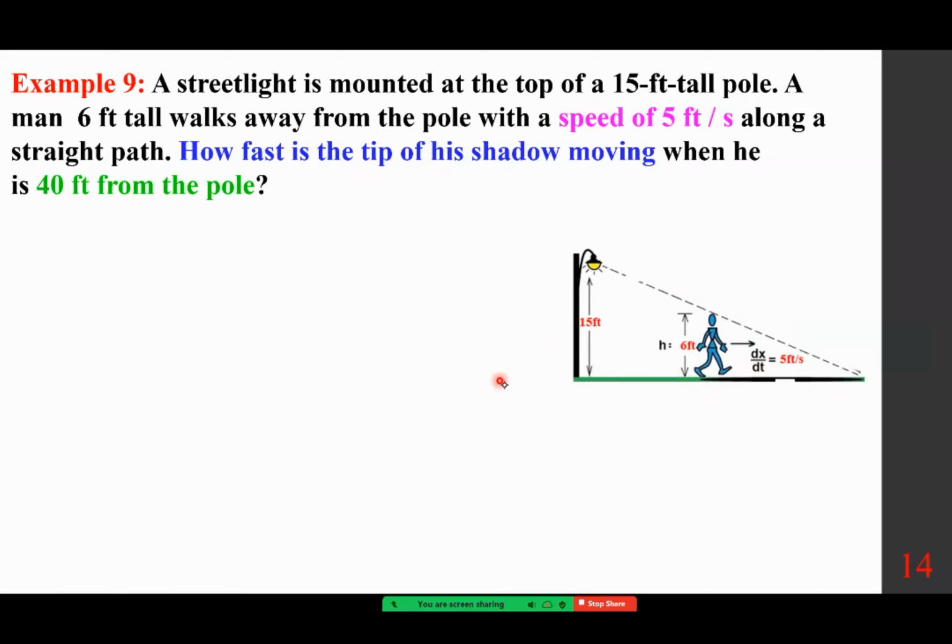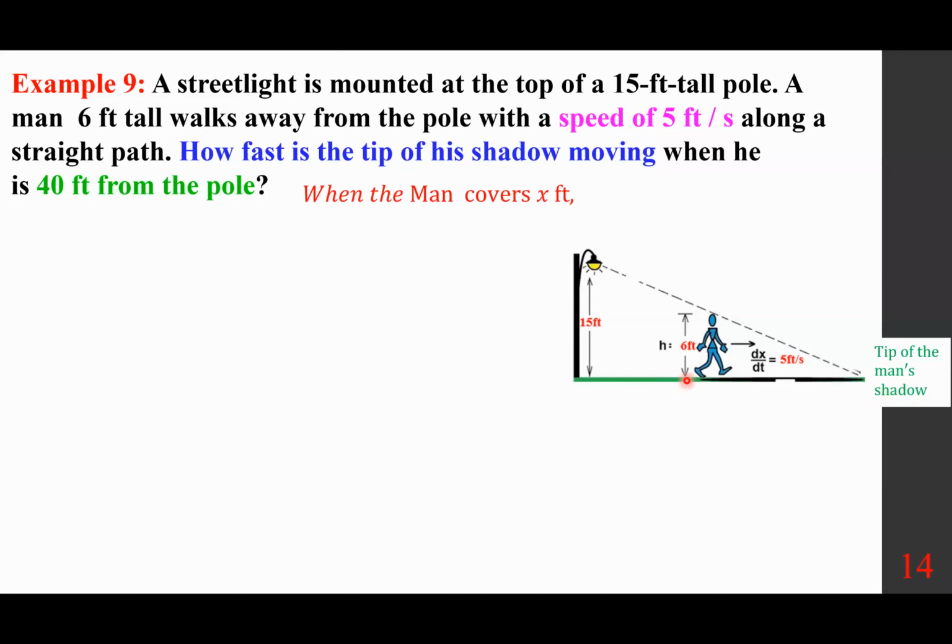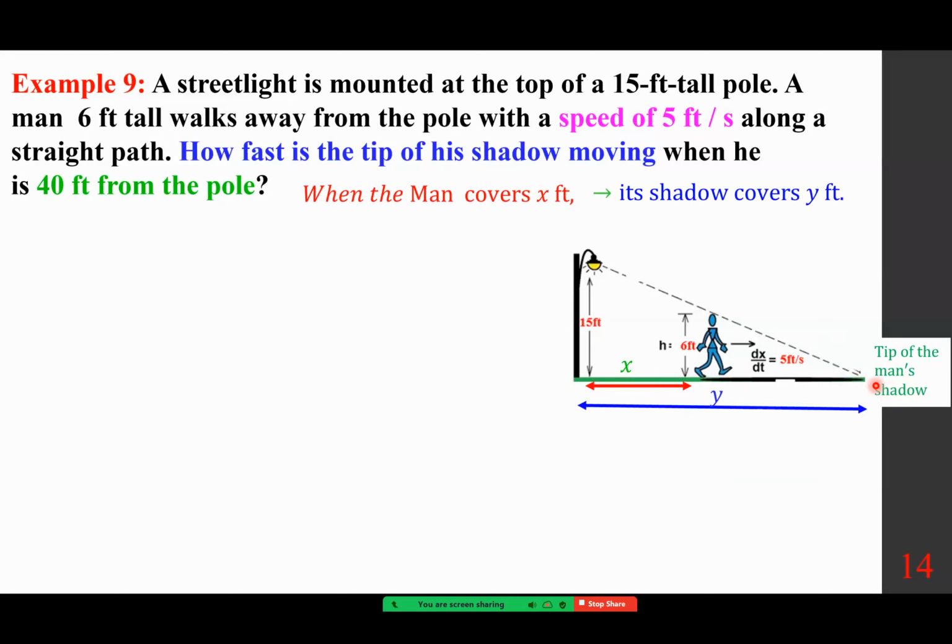So let's see what we should do, everybody. So tip of the man's shadow is here. When the man covers X feet, its shadow covers more, covers Y feet. Again, X and Y, we are making up variables. So when the man covers X amount, the tip of its shadow covers Y.